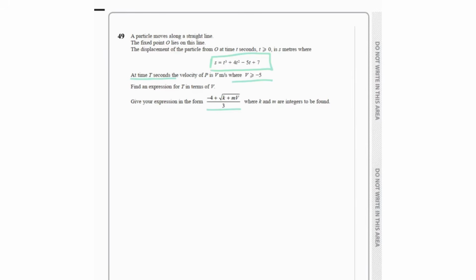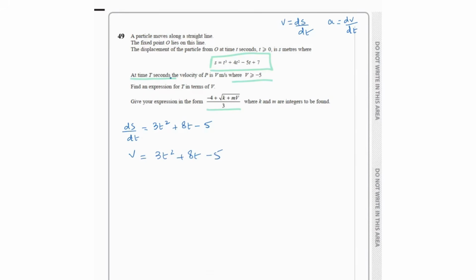So we're talking about velocity. That means we have to differentiate our displacement function. Even if you're confused about how to solve this, you should know how to connect displacement, velocity, and acceleration. Velocity is displacement being differentiated. Acceleration is velocity being differentiated. So if they have given the displacement function and they're talking about velocity, you differentiate your displacement function. So ds by dt is going to be 3t squared plus 8t minus 5. So 3t squared plus 8t minus 5 is our velocity.